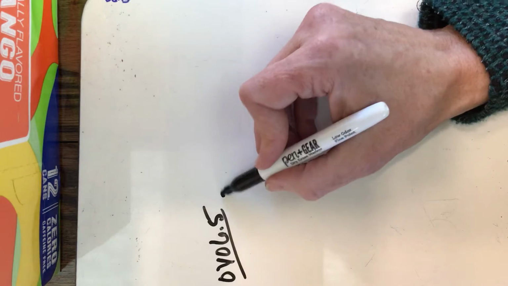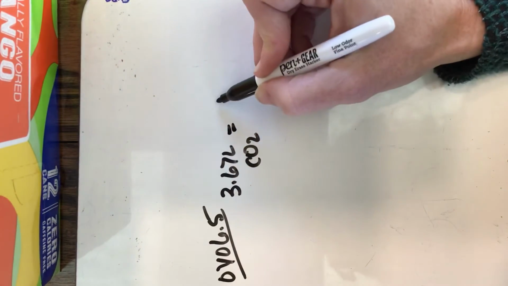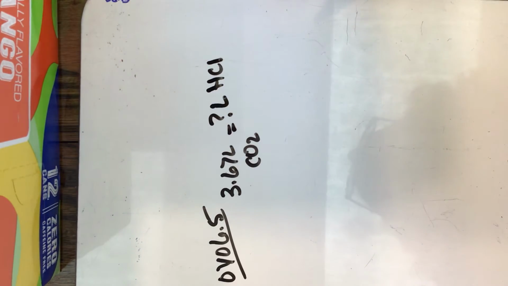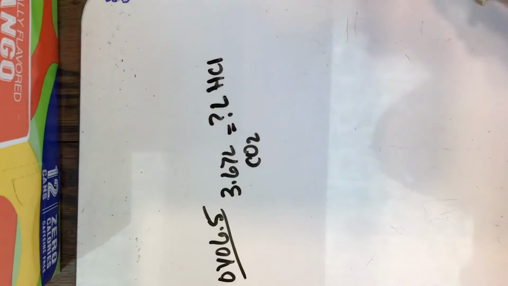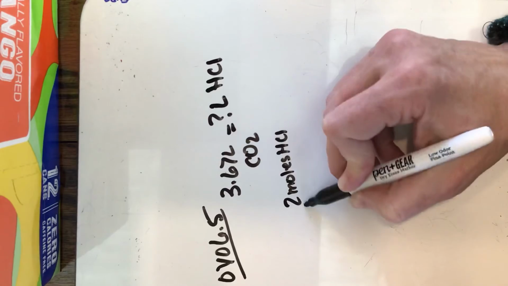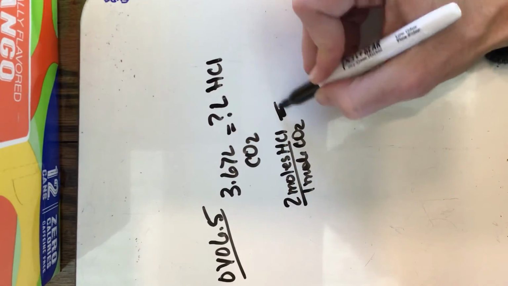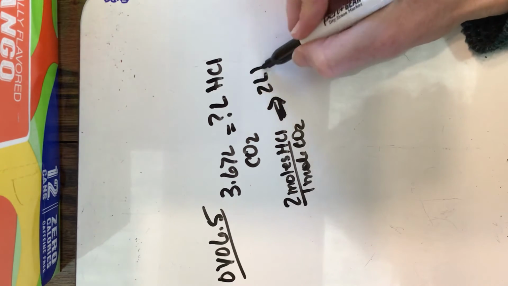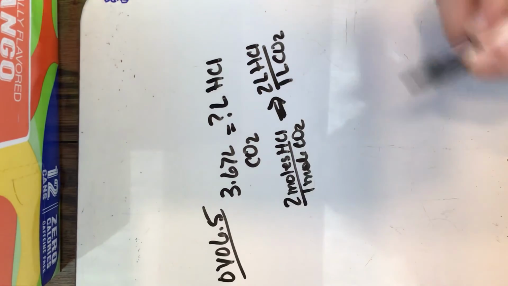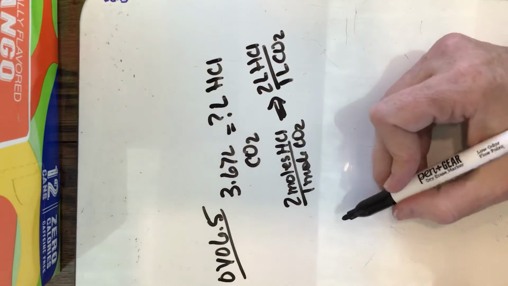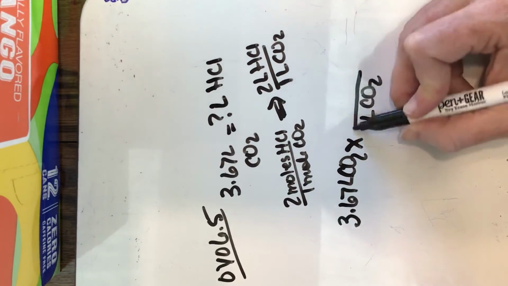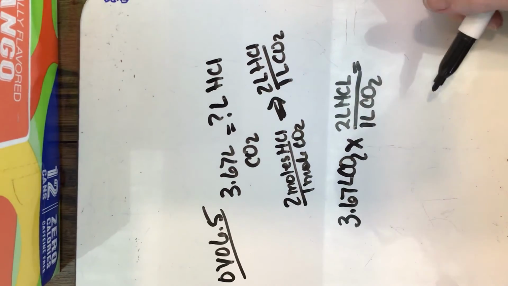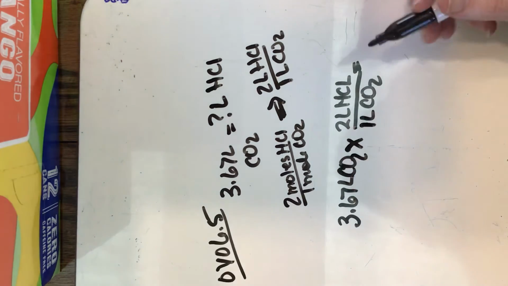So the chemist starts with 3.67 liters of CO2 gas, and he wants to find out how many liters of HCl that would be. Well, here's what I know. If I go and look at my equation, the mole ratio of HCl and CO2 is 2 moles of HCl to 1 CO2. That's what I know. So that also tells me, because of Gay-Lussac's law, I can say that 2 liters of HCl is 1 liter of CO2. So I just know this is my conversion factor. So I take the 3.67 liters of CO2 times, I'm going to put 1 liter of CO2 on bottom, 2 liters of HCl on top, and I'll just take 3.67 and multiply that by 2.